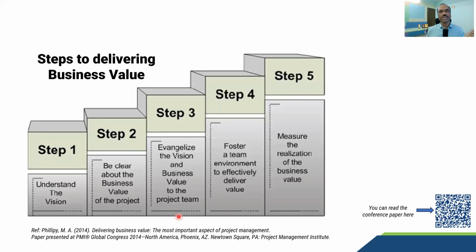The third step is that the project manager should be enthusiastic about the vision and the business value. Not only should the project manager be enthusiastic, he should ensure that the team is also enthusiastic about the vision and the business value. It is the responsibility of the project manager to explain and make the team understand, and then the team also buys into the idea so that they will be interested to deliver the project.